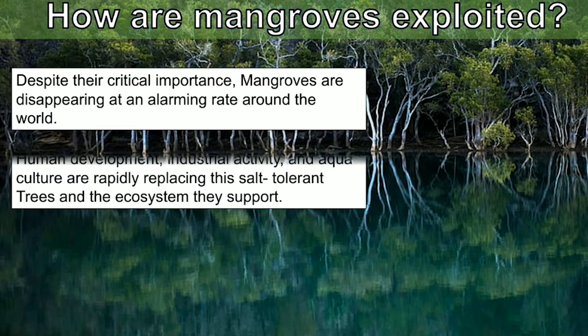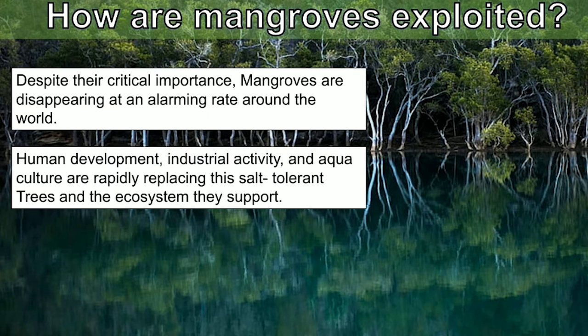Humans have been getting various opportunities to develop the country they live in by developing various resources. And as these resources are being developed, a lot of industrial activities are coming up, for which these salt-tolerant trees are being destroyed and cut by human beings themselves. Aquaculture has also been a factor leading to the destruction of mangroves.